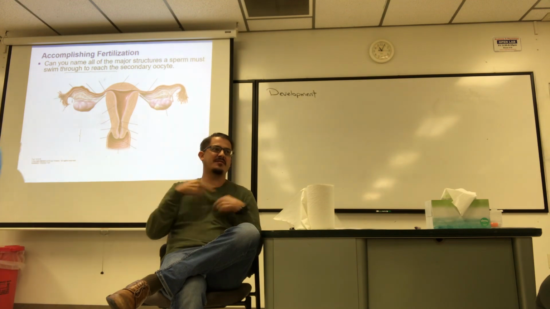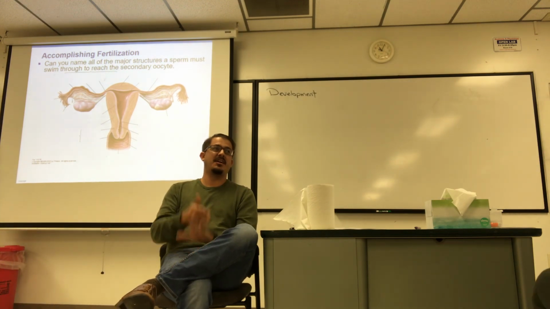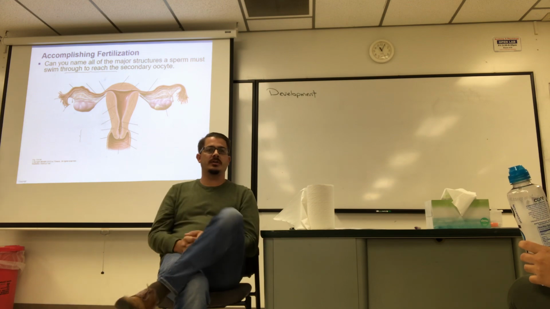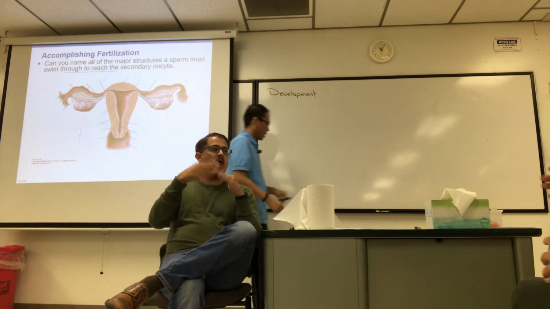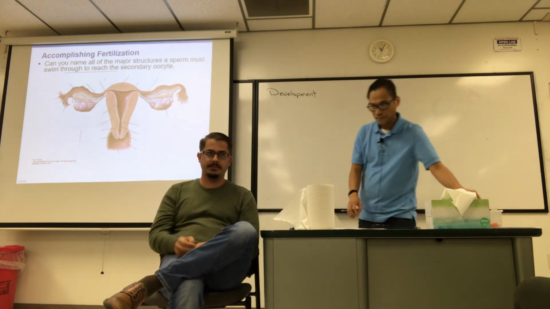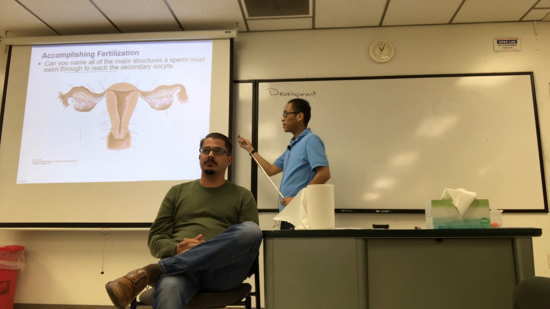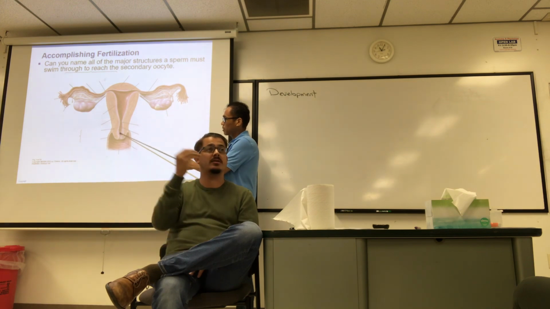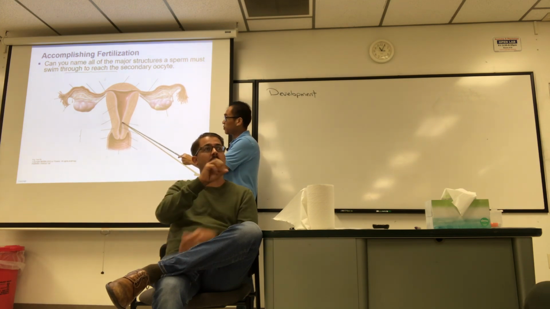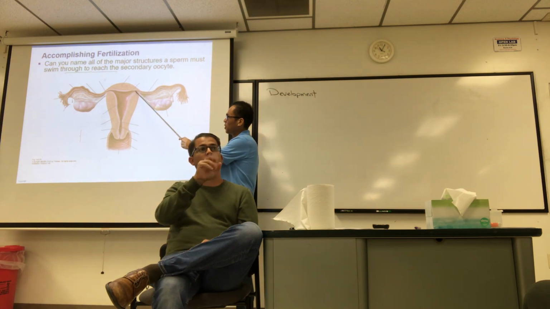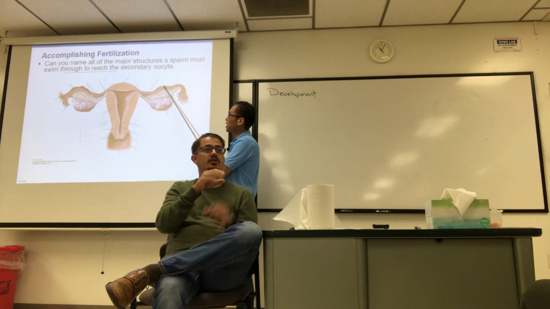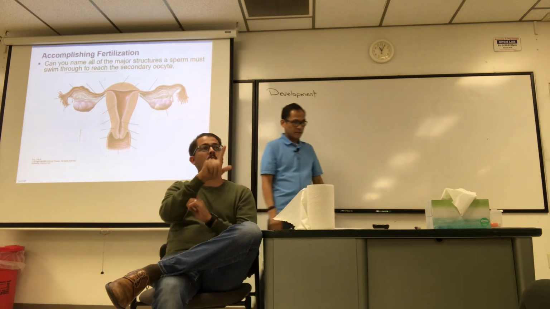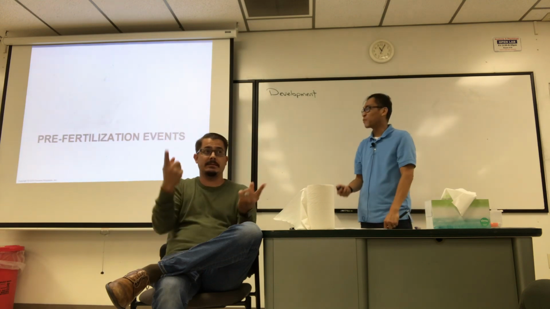Now, to back it up, before you're conceived, let's talk about all the structures the sperm must swim through to accomplish fertilization. When you practice, here are all the structures I think you should be able to name. The ejaculate would be here in the vaginal fornix. Sperm would have to swim through the external os, cervical canal, the internal os of the cervix, uterine cavity, and then through the uterine part of the uterine tube, isthmus of the uterine tube, and fertilization typically occurs around here, the ampulla of the uterine tube.